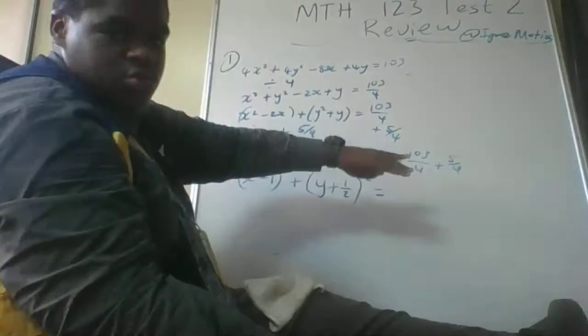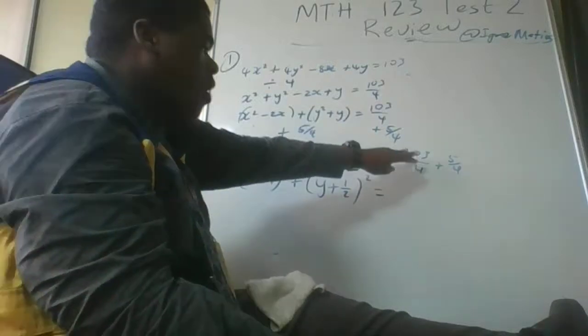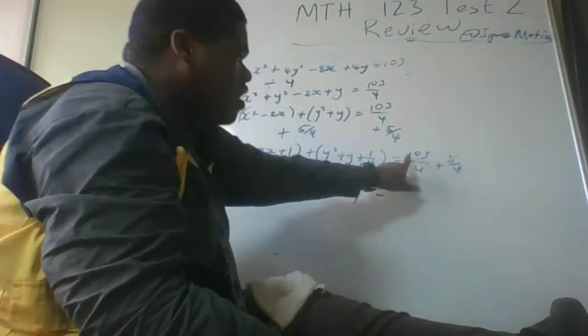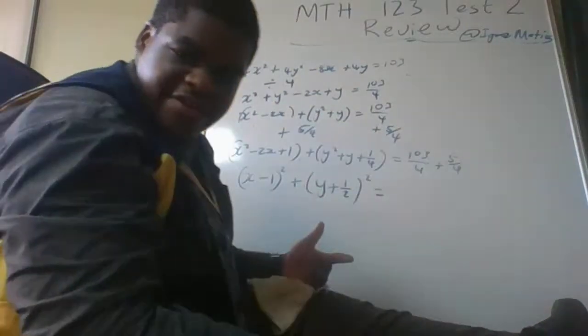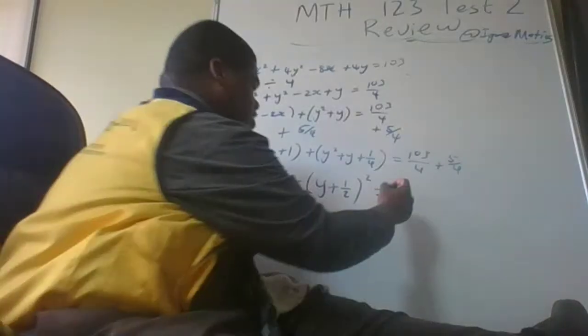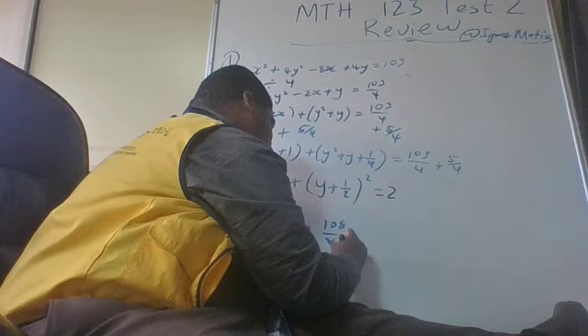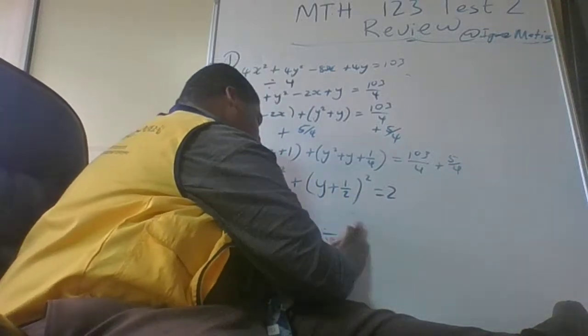Remember, as I said, it's easier to do everything in fractions than to change it to decimals. So you have 103 divided by 4 plus 5 divided by 4. Since they are the same base, you have 103 plus 5, which is 108 divided by 4. 108 divided by 4 is 27.